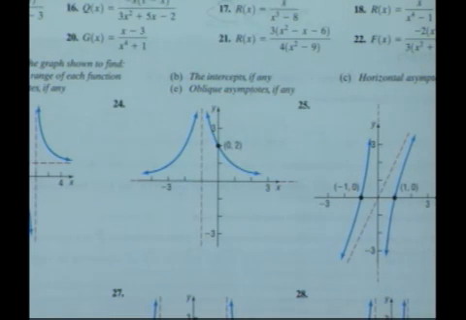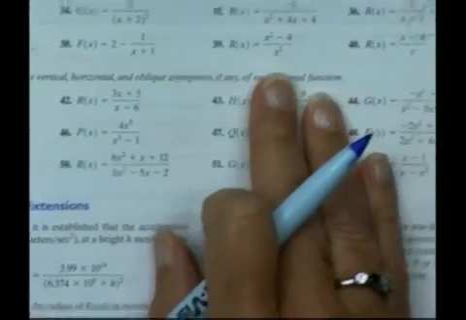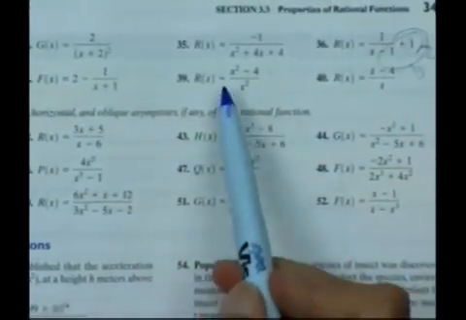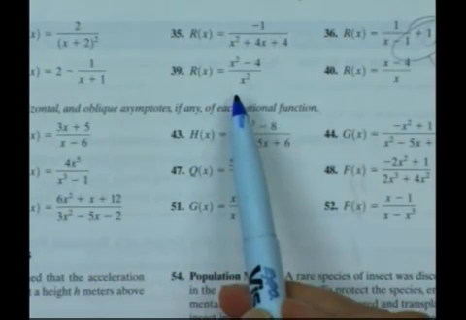Next example, number 39. Oh, we did one similar to 39. All right, let me just go back and let's just talk about number 39. 39 is x squared minus 4 over x squared.